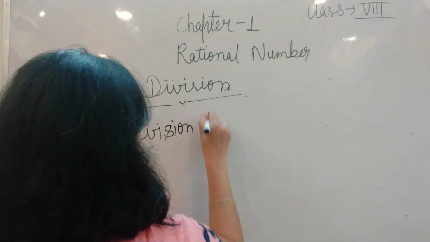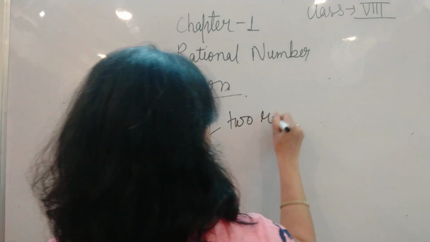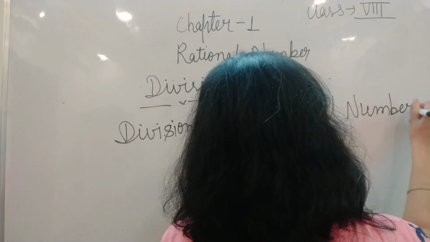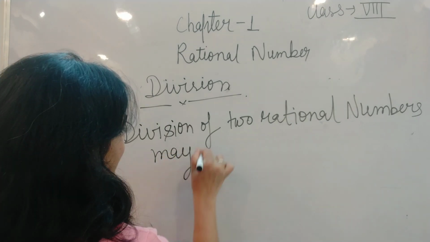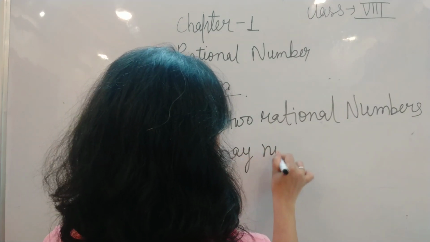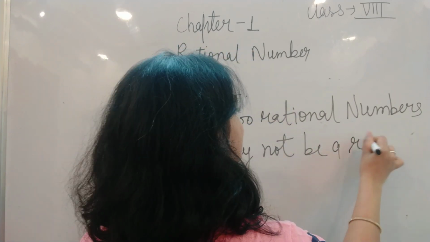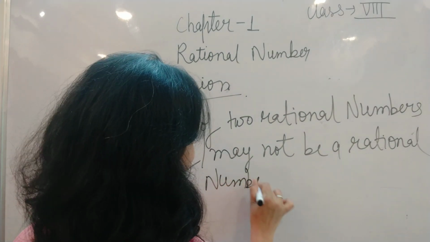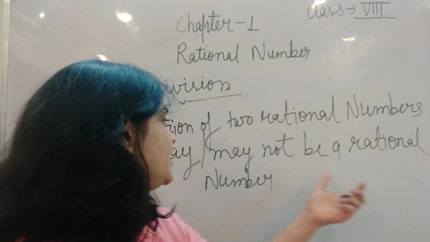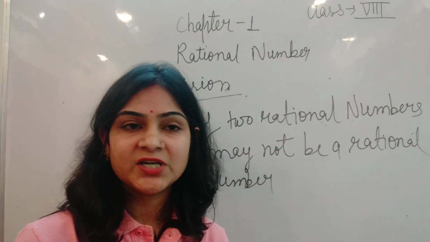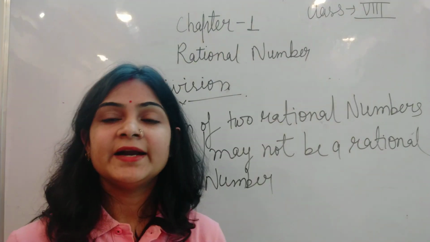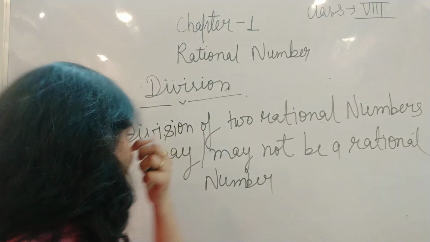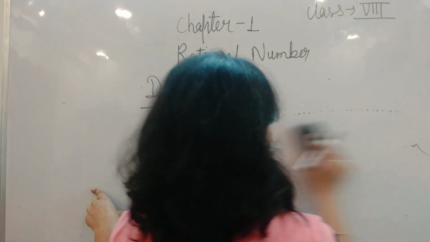Division of two rational numbers may or may not be a rational number. In this case, we say that rational numbers are not closed under division. For understanding this concept, I take one example.